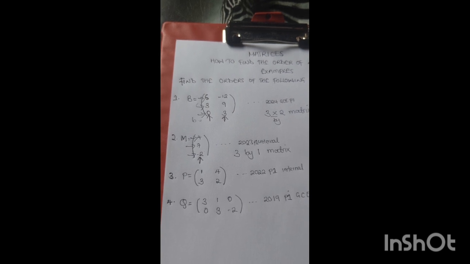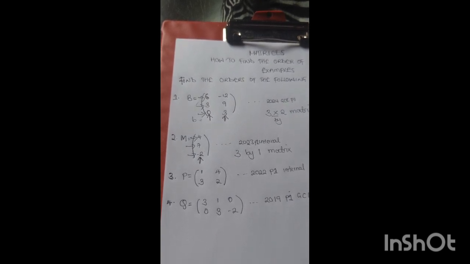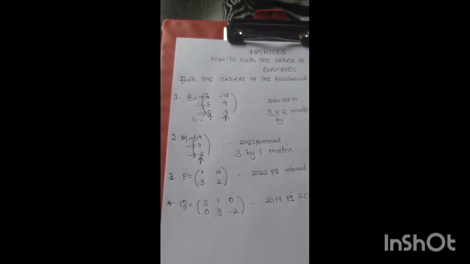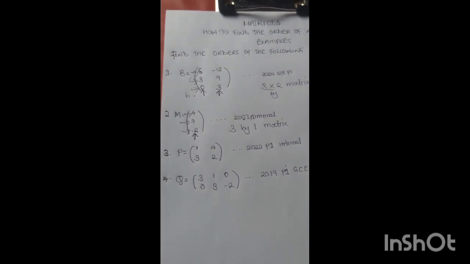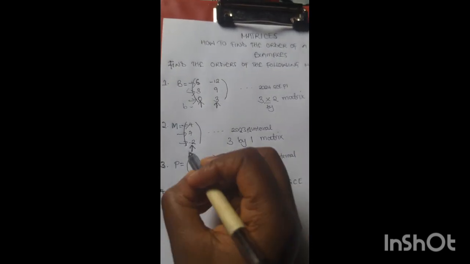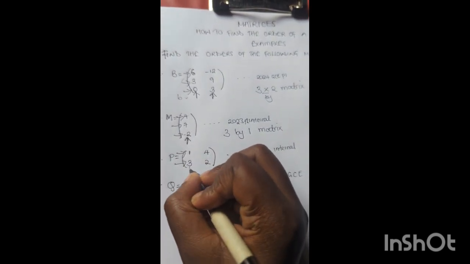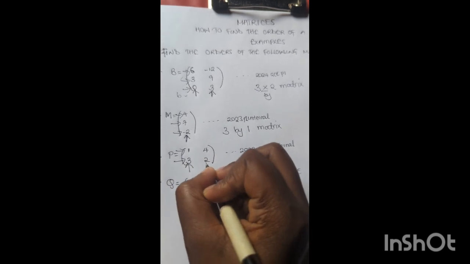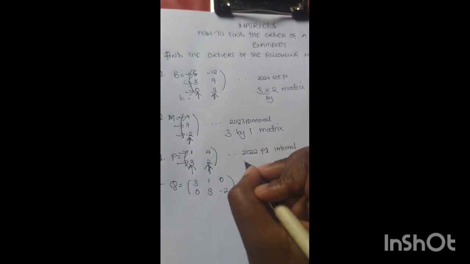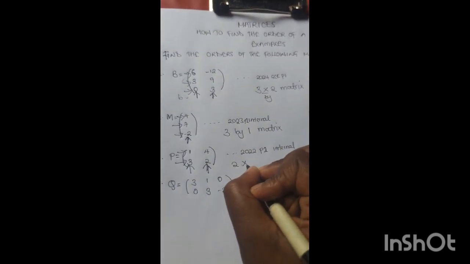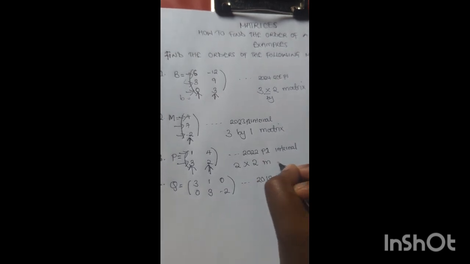Okay. 3. Matrix P has those entries 1, 4, 3, and 2. What is the order of that matrix from 2022 paper 1 internal? So you count again. How many rows are here? 1 and 2. Columns 1, 2. Okay, so this is a 2 by 2 matrix.